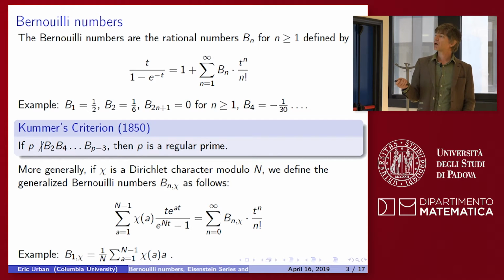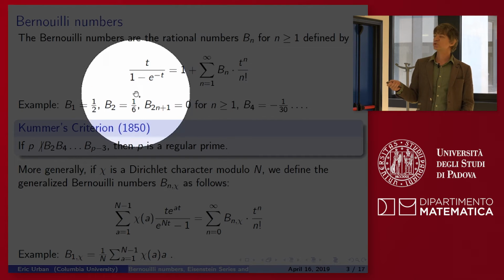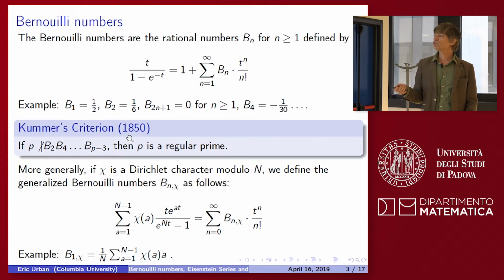And from this description of the Bernoulli numbers, it's not difficult to compute a few of them, and then you can compute enough to check that some primes are regular primes. For instance, the first irregular prime is 37, and then you have 59, but many of the primes are actually regular. So that gives you a proof of Fermat's last theorem for many primes.